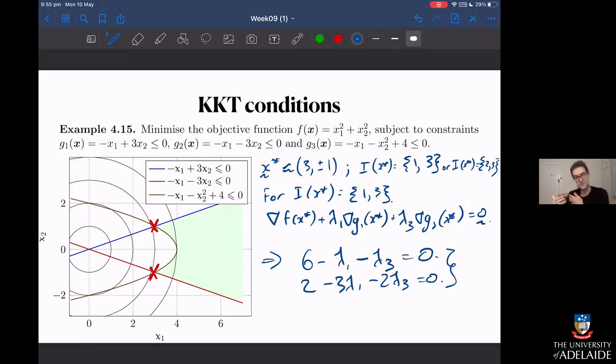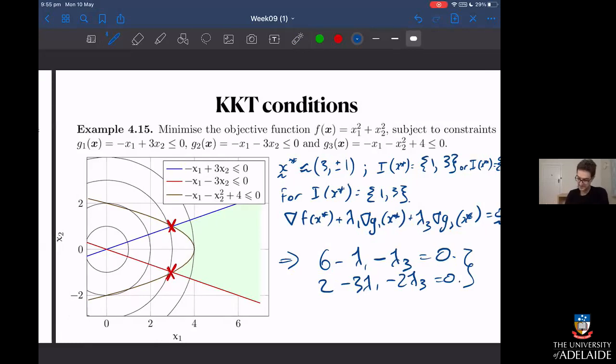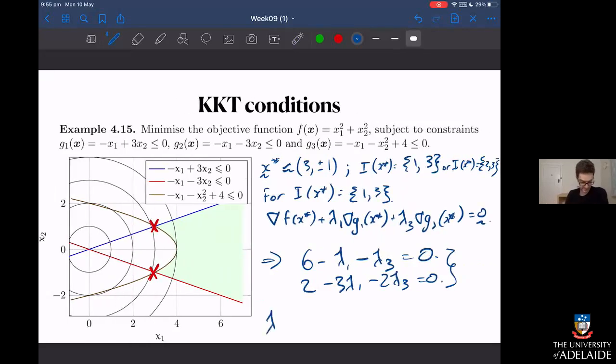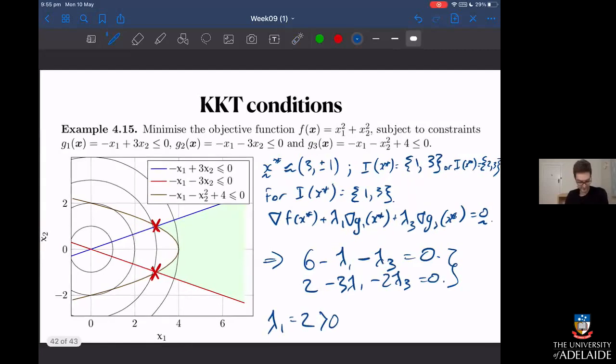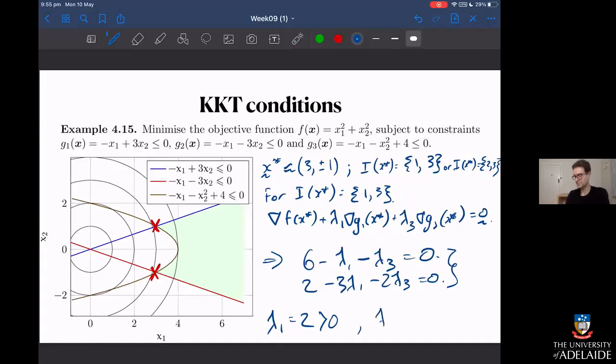So there's a system of 2 linear equations. We can solve that for lambda 1 and lambda 3. If I solve that, I'll get lambda 1 is equal to 2. That's greater than 0, tick, right? That's what I need for my KKT conditions. And I'll also get lambda 2 is equal to 0 and lambda 3 is equal to 4, which is positive as well. So again, tick, tick, the KKT conditions actually check out here, even though we have a non-convex set.